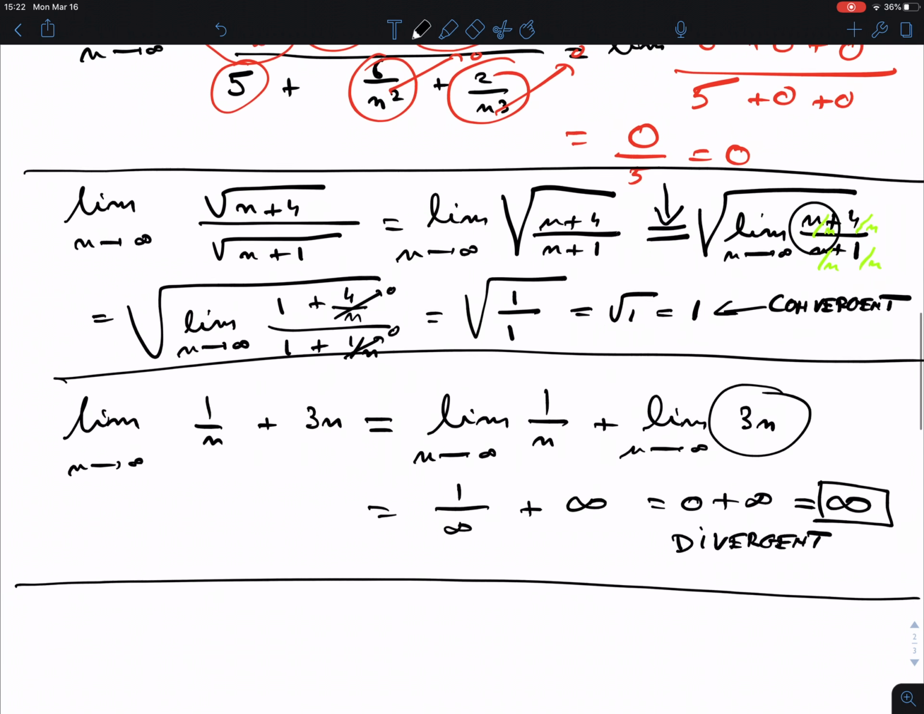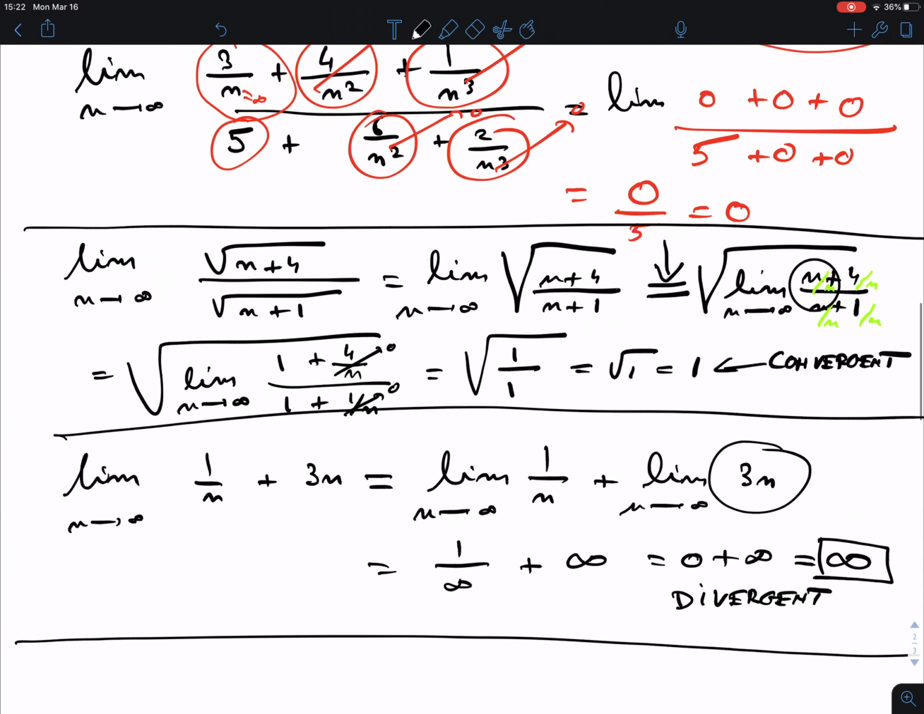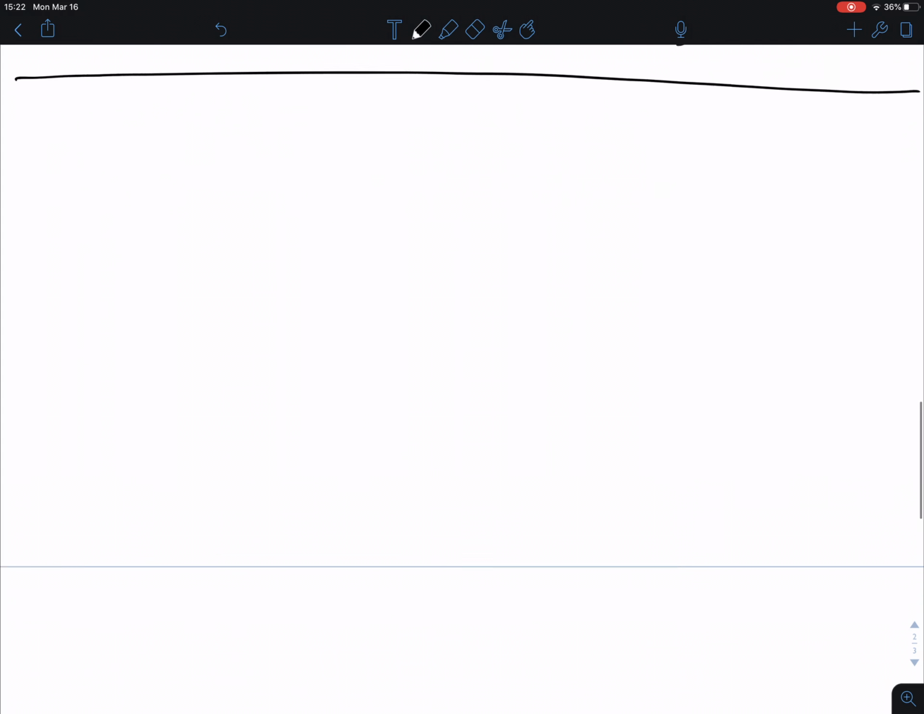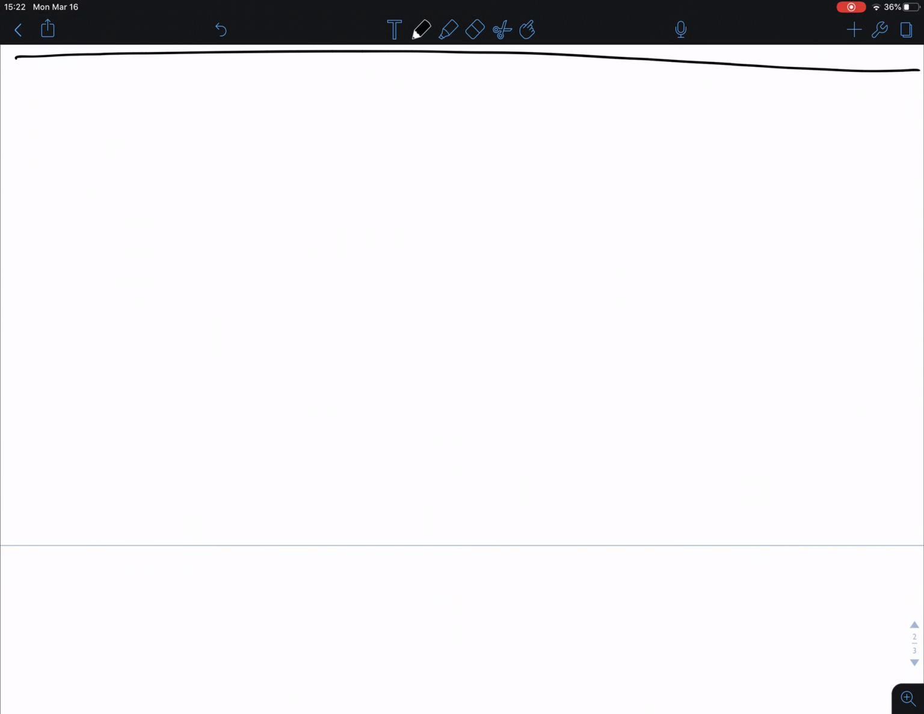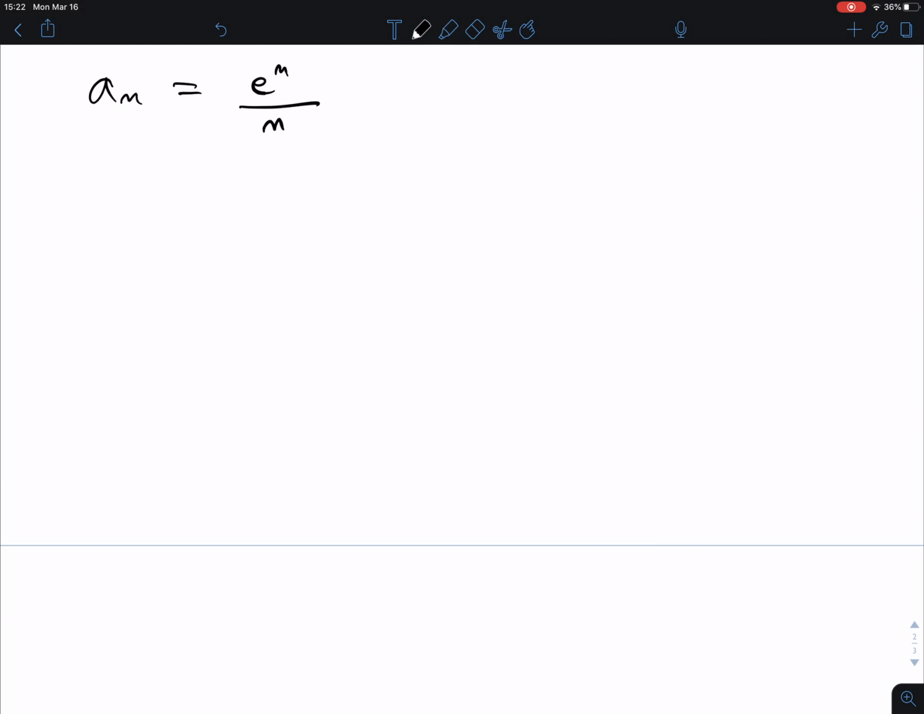So far the technique of finding limits was dividing by the highest degree term, but that is not always possible, right? So let me just explain here. Let's look at the sequence a_n, a sequence e^n divided by n. For simplicity, I take it rather simple.